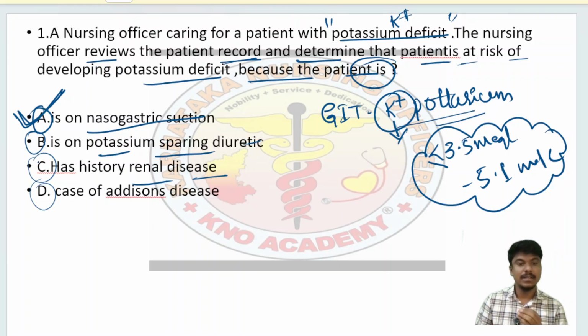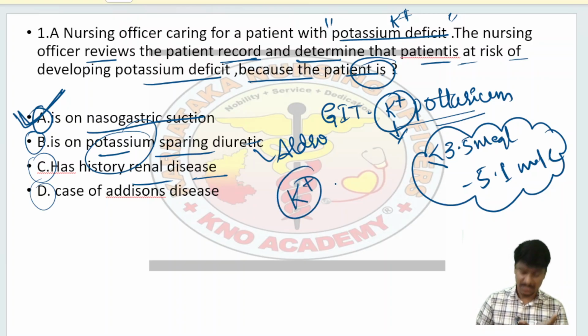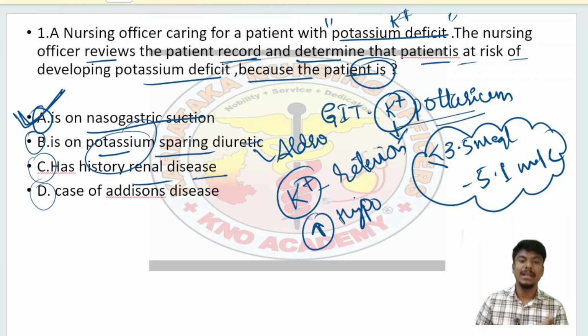Now we'll see the remaining options. Option B is a potassium sparing diuretic, like Aldactone, spironolactone. If you give potassium sparing diuretics, there is potassium retention, so there is an increased chance of hyperkalemia, not hypokalemia. So option B is ruled out.